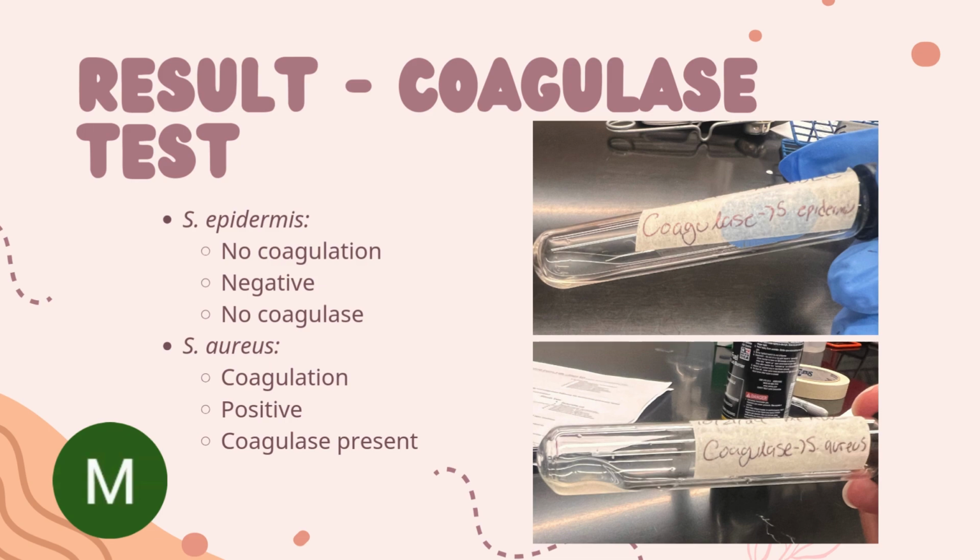For the coagulase test, we saw there was no coagulation on the sample that contained S. epidermidis. That means this is a negative result, and there's no coagulase present. However, with S. aureus, we saw there was coagulation, as it formed a gel-like substance on the plasma. This is a positive result, which means that there is coagulase present.